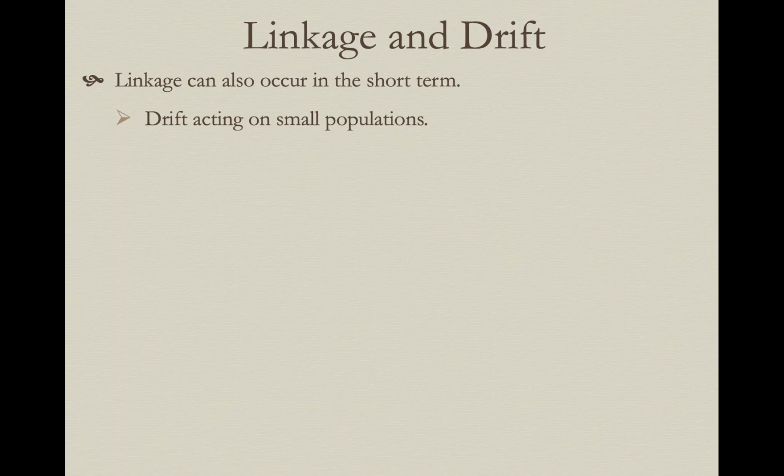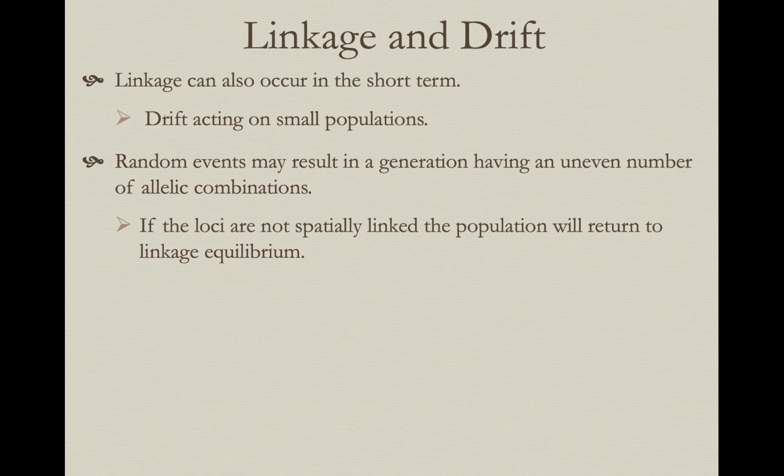After a genetic bottleneck event, you may just see certain allelic combinations more represented than what you would expect. So this type of random event may just result in a generation, at least, having an uneven number of specific allelic combinations, either through, again, genetic bottleneck event or maybe a founder event. But if the loci are not spatially linked, we would expect after one generation or maybe a few more that this population is going to return to linkage equilibrium from a pattern of linkage disequilibrium. So it's going to be more likely a temporary situation here if there's no spatial linkage.